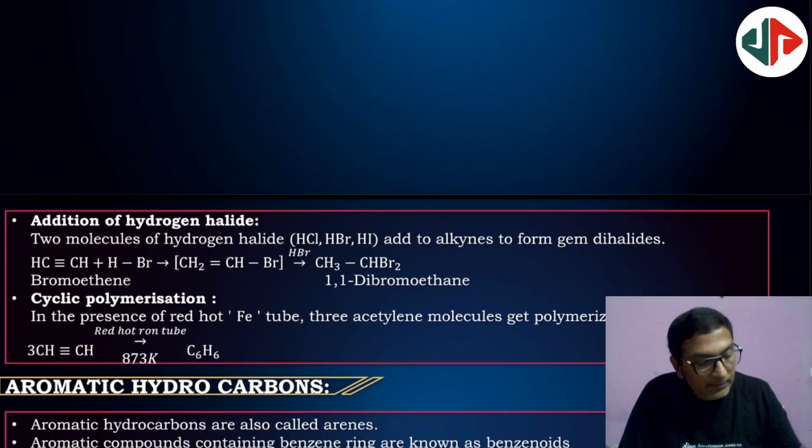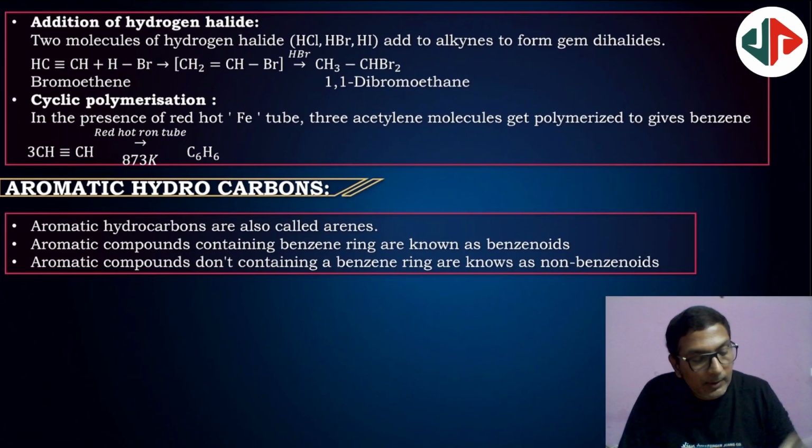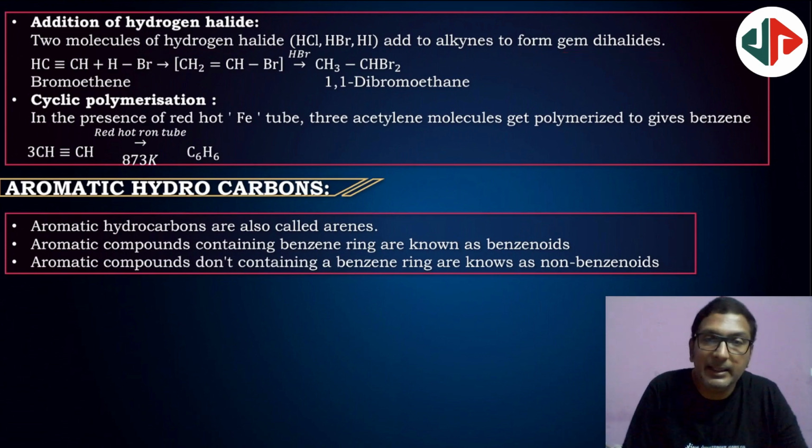Next, addition of hydrogen halide. On addition of hydrogen halides, they will form gem dihalides. Gem dihalides means two halogen atoms are attached to the same carbon atom.